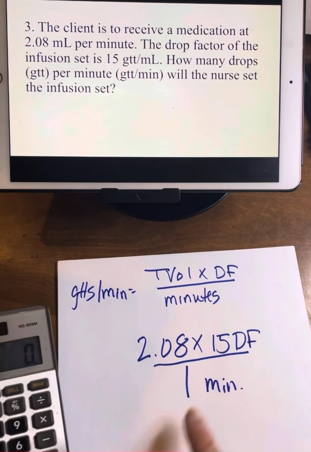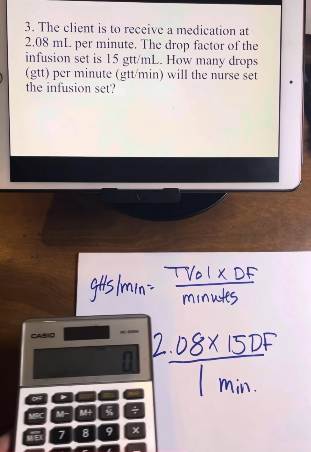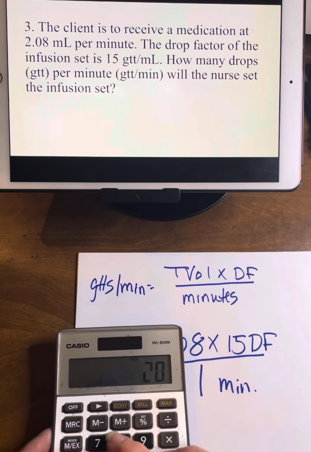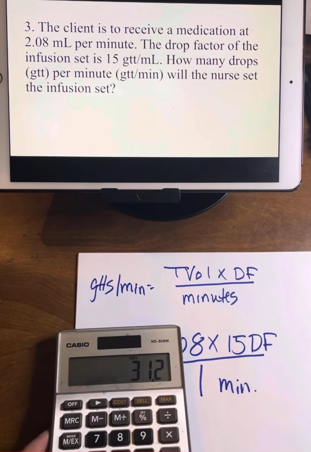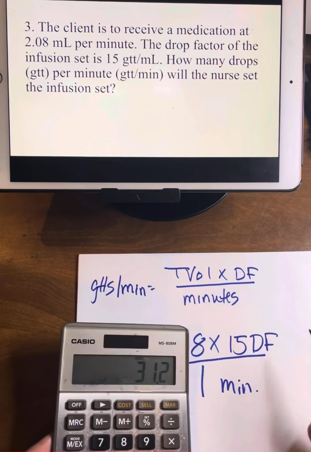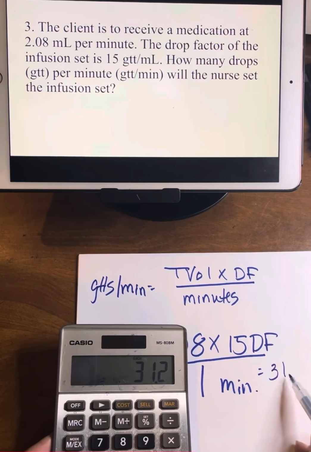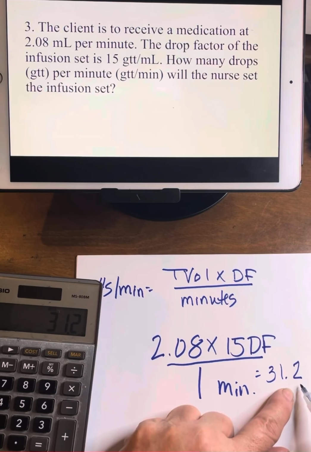Okay, so here we go. We're going to do all the math on the top. Are you nervous? Okay, no, you're not. 2.08 times 15 equals. And then just divided by 1 because we can. You see that's going to be 31.2. But you cannot give 0.2 of a drop.